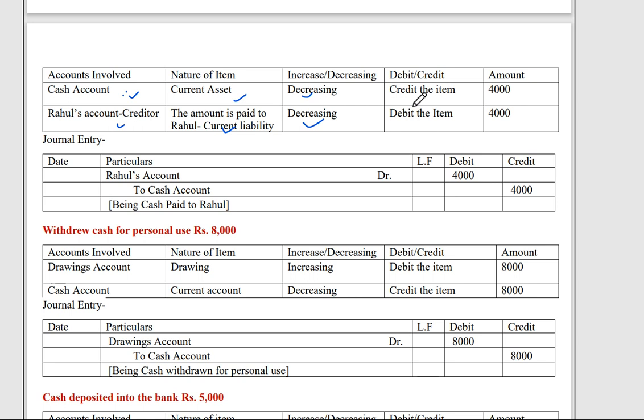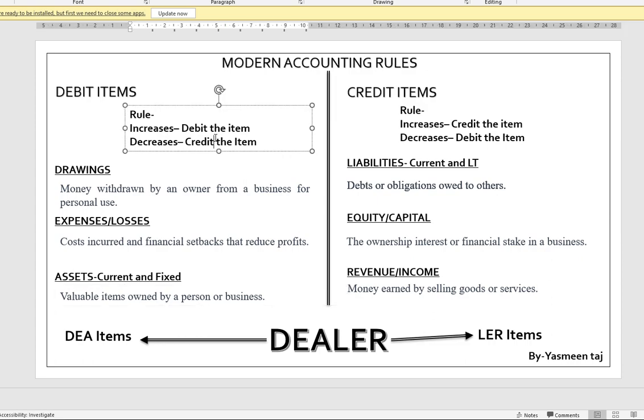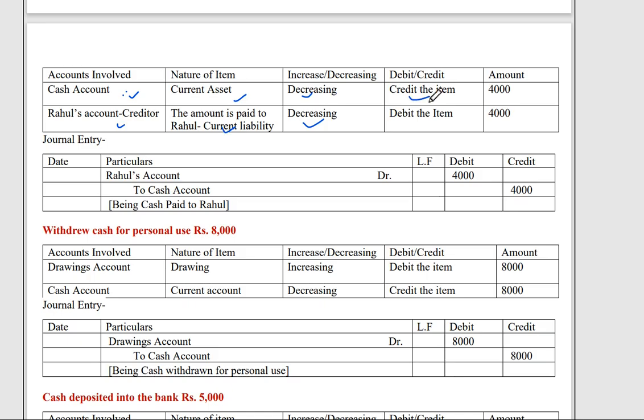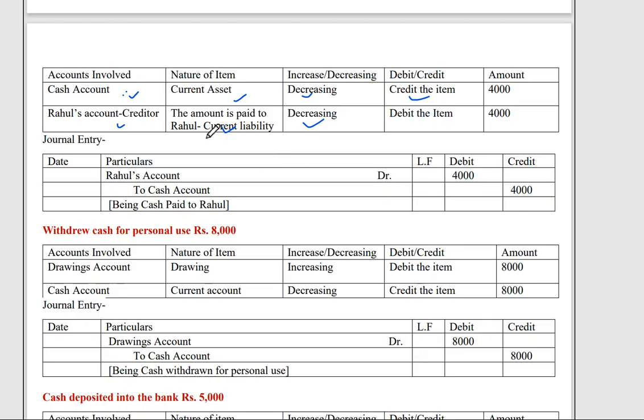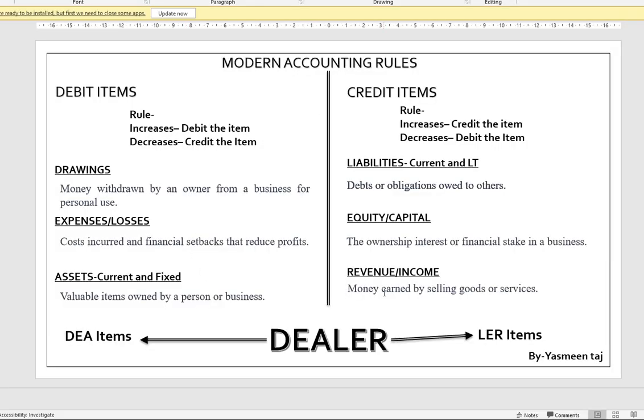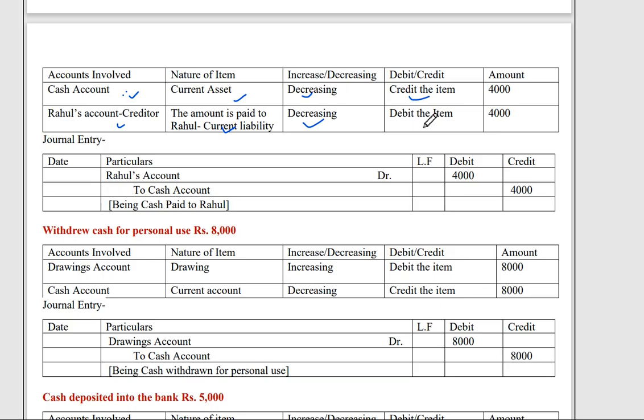So here, when the cash decreases, cash is an asset. When the asset decreases, we have to credit the item. Here, as per the rules, we are crediting the item. Next, when the current liability decreases, we have to debit the item. So hence we are debiting the item here. The journal entry is Rahul's account debit to cash account.